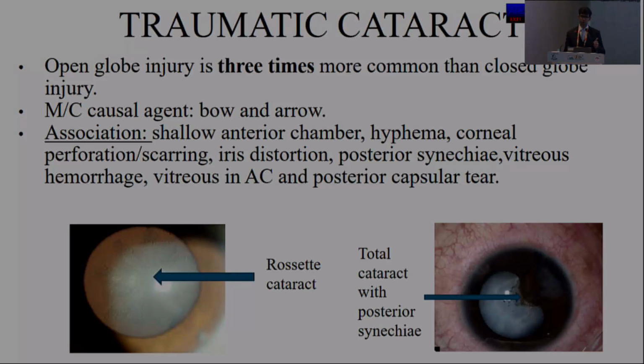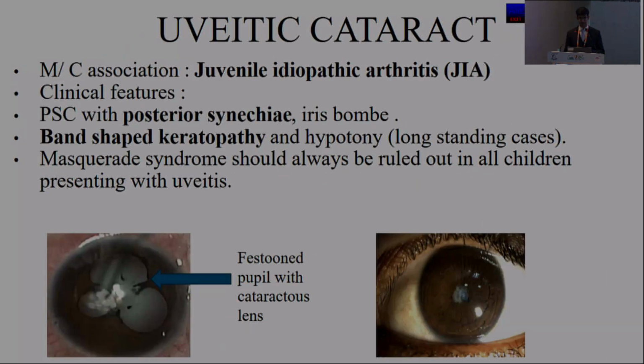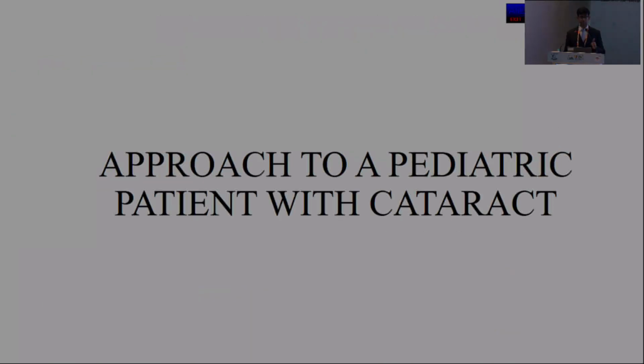Traumatic cataract can be due to open globe injury or closed globe injury. Uveitic cataracts are usually associated with juvenile idiopathic arthritis. They have other associated features such as posterior synechiae, band-shaped keratopathy.